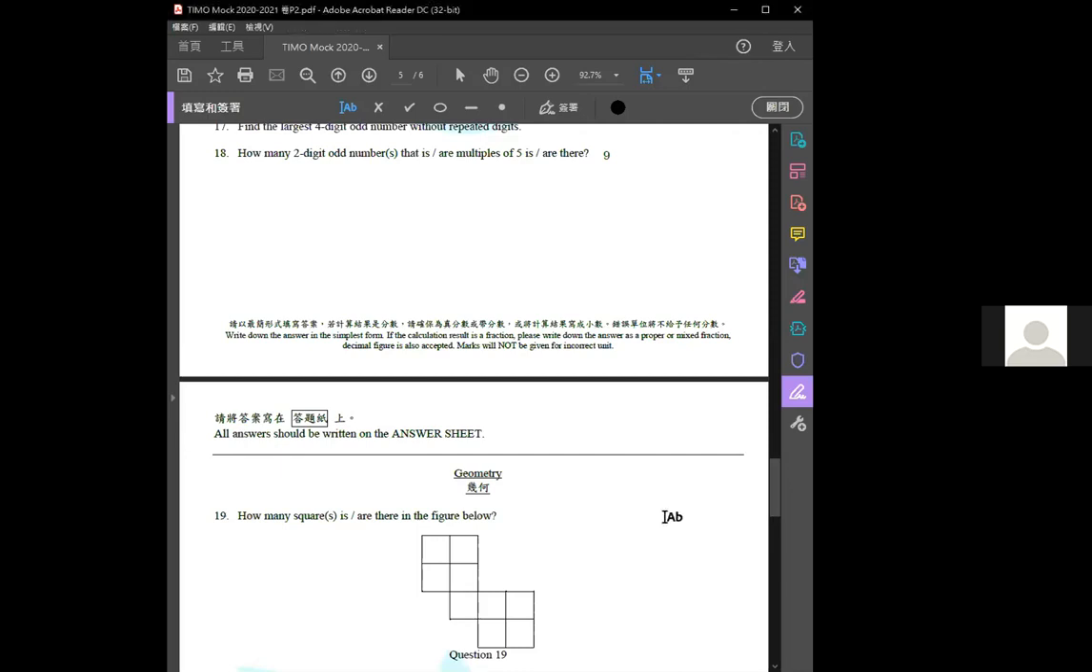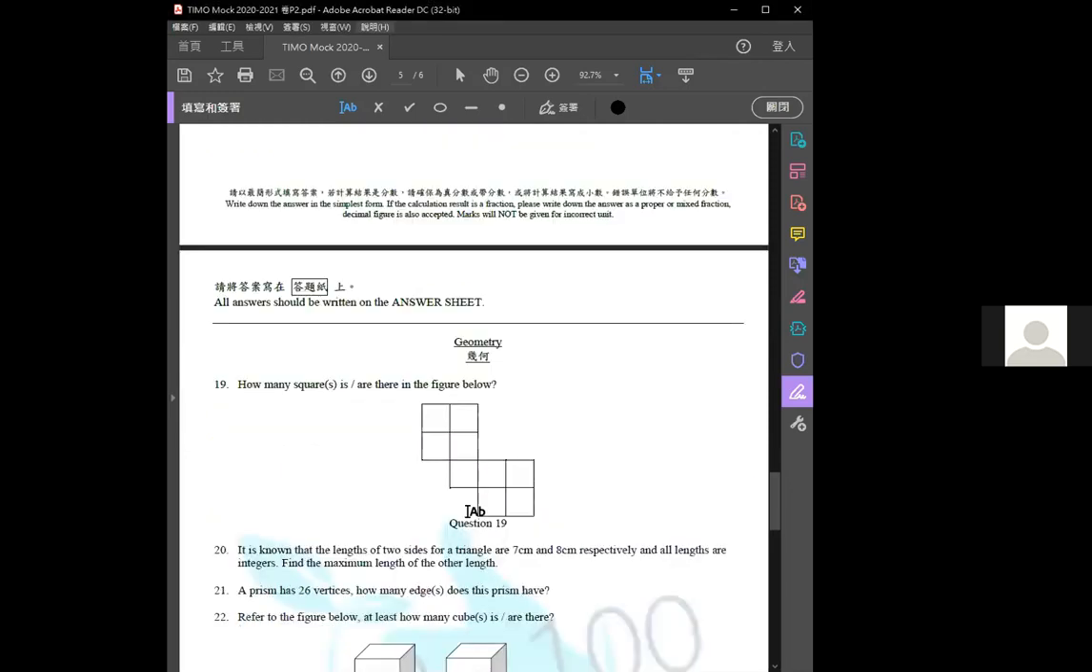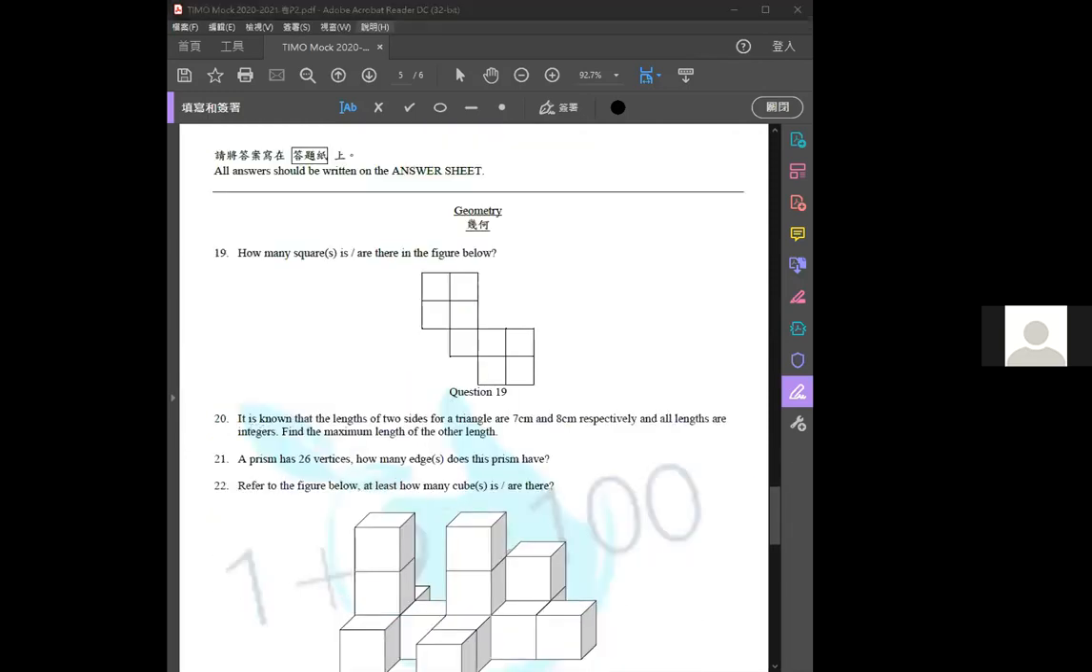And then for question 19, how many squares are there in the figure? Most of you got the answer correct. There are 11 of them. So I don't think I need to teach you how to calculate it. First, calculate the 1, and then calculate the 2. And I believe that's all. So for question 19, it is 11 squares.